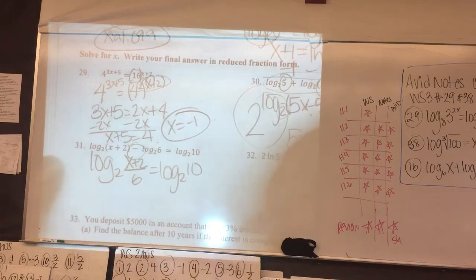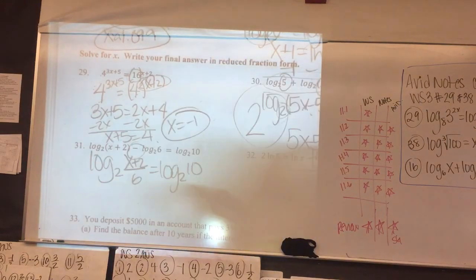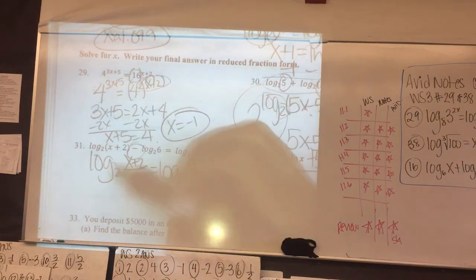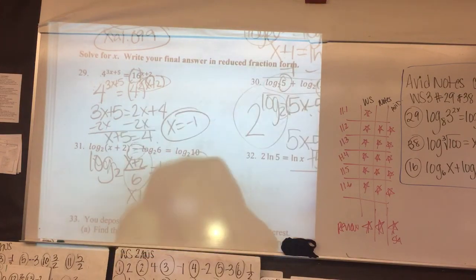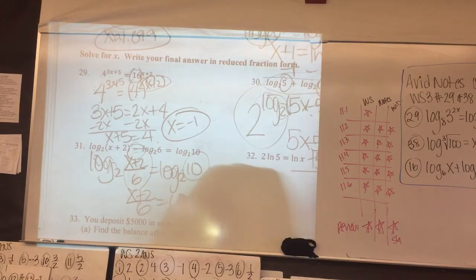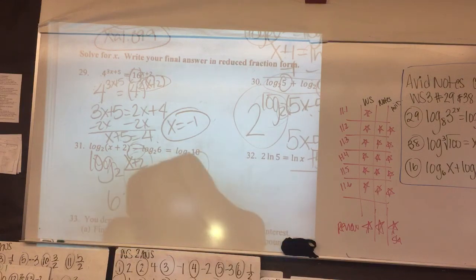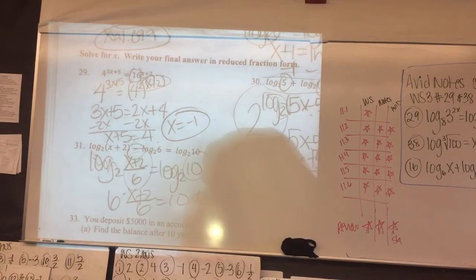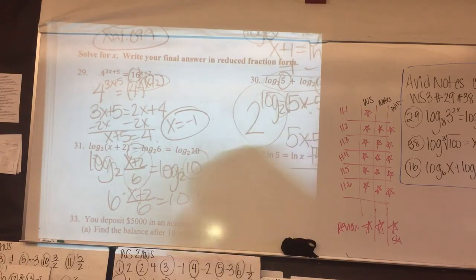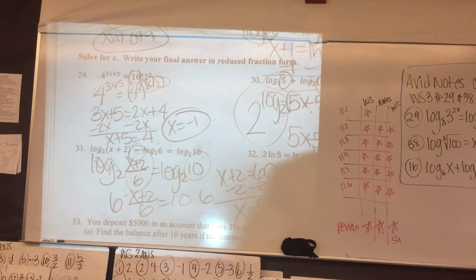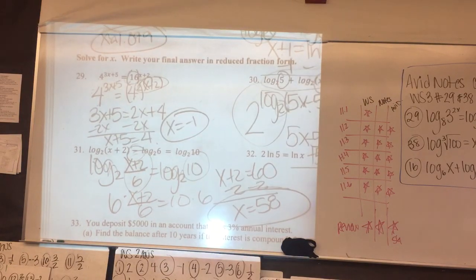Just like before, I'm going to use that inverse law to get rid of my logs. Or I can see that if these are the same, then these must be the same. So x plus 2 over 6 equals 10. To simplify this, I can multiply both sides by 6 because this means this divided by 6. So I have x plus 2 equals 10 times 6 is 60. Subtract 2 on both sides, and I get x is equal to 58.